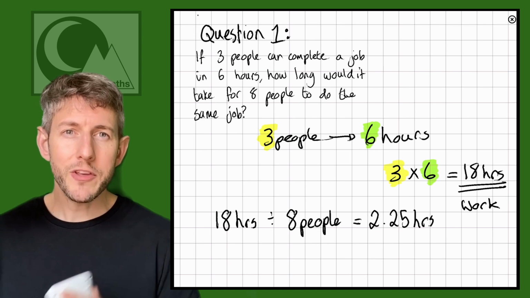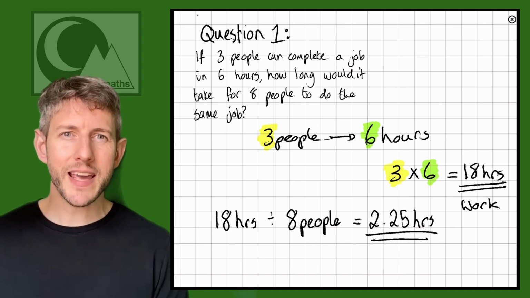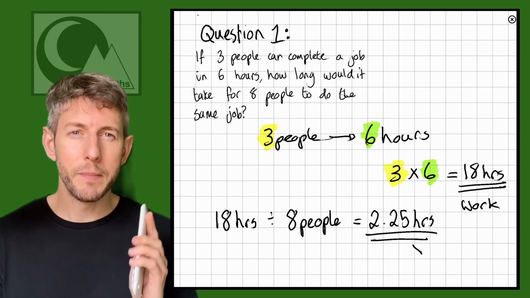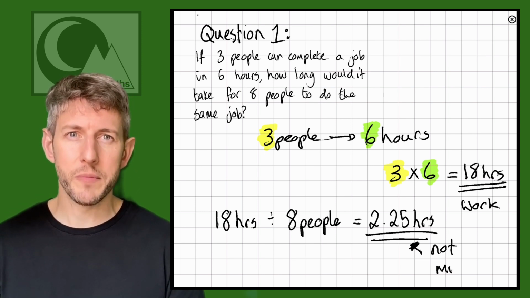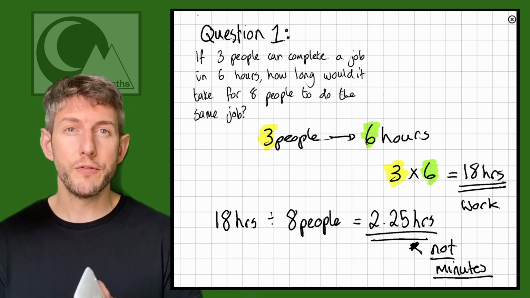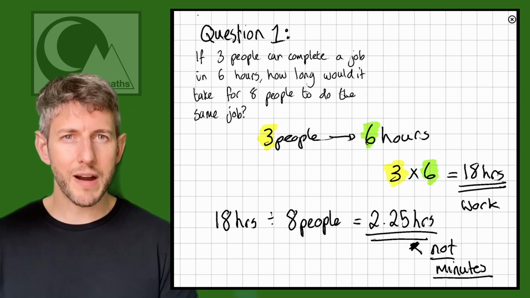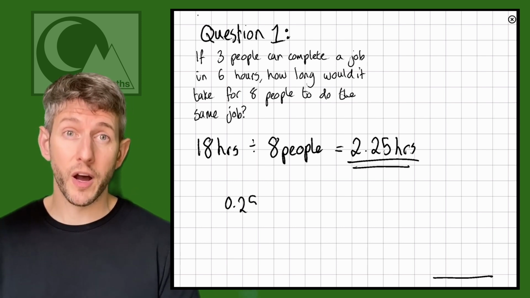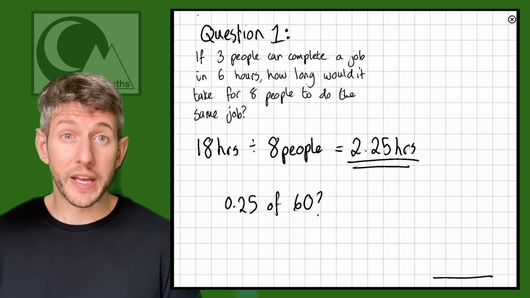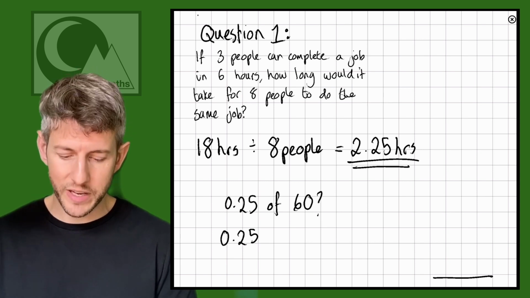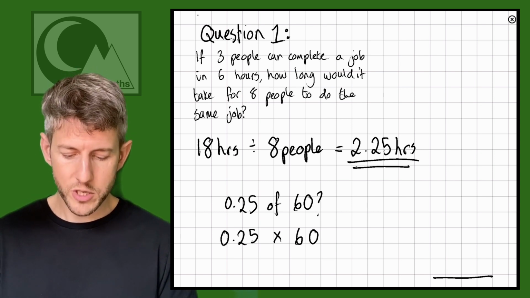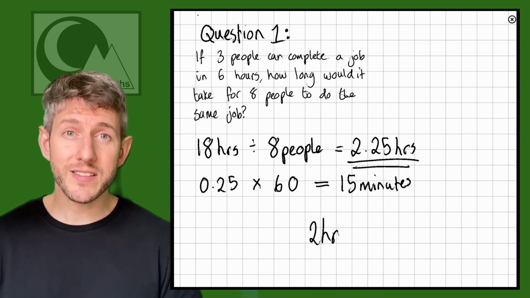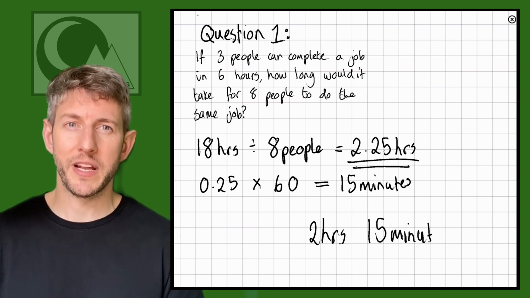Now, the way that you could fall down with this is if you mistakenly think about that 25 hours as being minutes. So this doesn't mean 2 hours 25 minutes. This means 2.25 hours. Now, because hours are out of 60 minutes, we've got to think about what is 0.25 of an hour. So basically, we're looking at what is 0.25 of 60. So we can do on our calculator 0.25 times 60, and that equals 15. So the answer to this question would be 2 hours and 15 minutes.